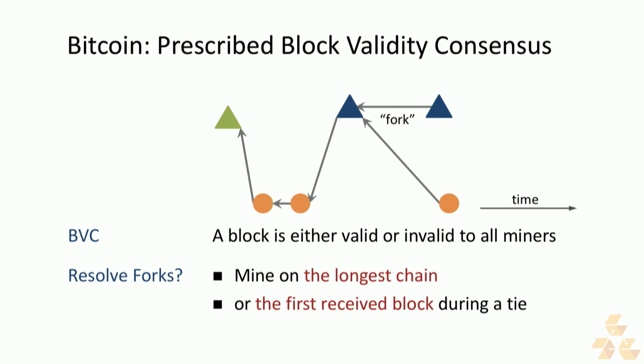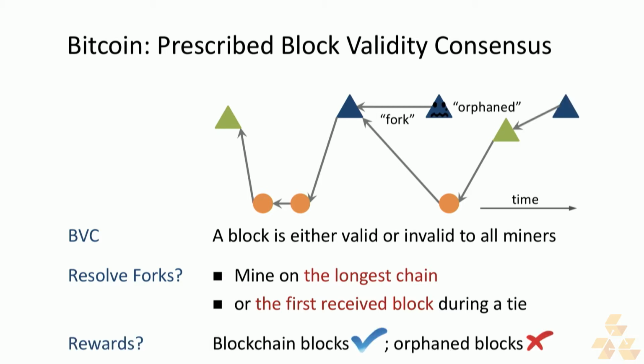In a fork, Bitcoin's fork resolving policy demands that all miners mine on the longest chain, or the first received block during a tie. Eventually, one chain will be longer than the others, and all blocks that are not in this longest chain are abandoned by all the miners. We call these blocks orphaned. Orphaned blocks receive no reward.